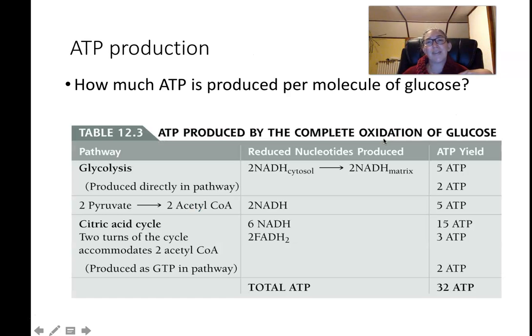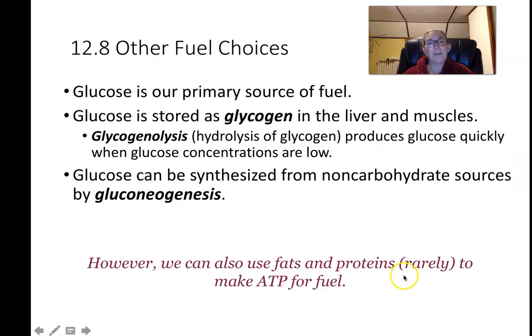So that quantification's a little bit rusty, and different textbooks round to different numbers. That's why you'll a lot of times see 32 to 38 or 36 ATPs generated. All right, a lot of ATPs generated from a glucose molecule.